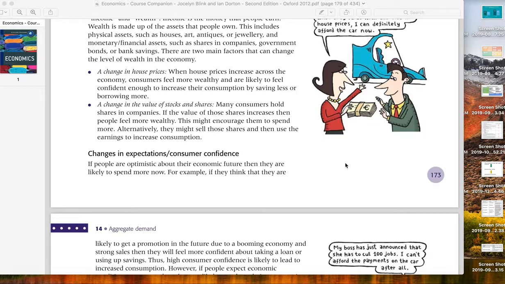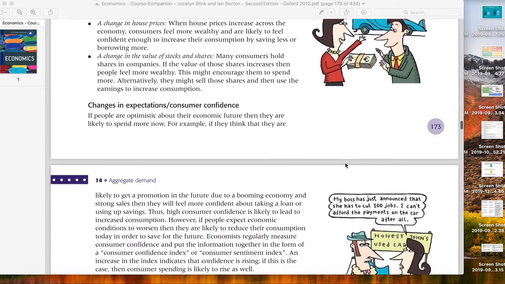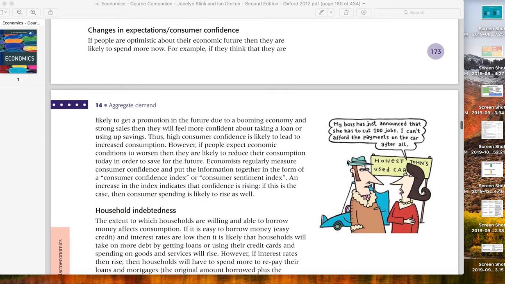A change in the value of stocks and shares is another thing. So if consumers are holding tons of stocks and shares in a company, and the value of those shares increases, it makes people feel more wealthy. So it's going to encourage them to spend a lot more. So it's a bit of a psychological effect in a way, isn't it? Alternatively, they might choose to sell those shares and then use those actual earnings to increase consumption. So either way, consumption goes up. So that is how changes in wealth can actually shift the aggregate demand curve.